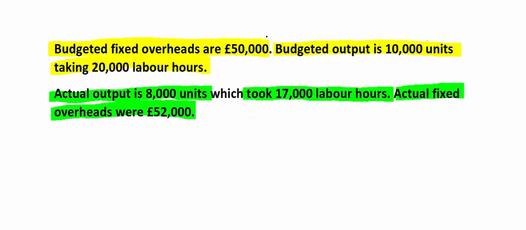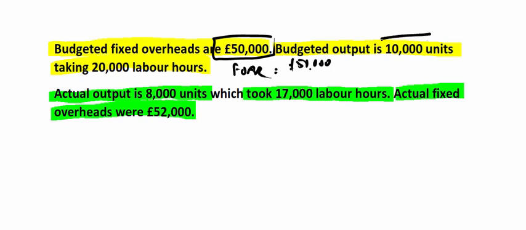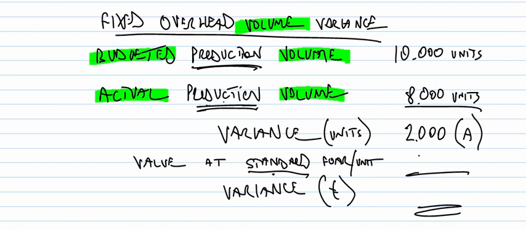So our standard fixed overhead absorption rate, just working out based on the budgeted figures, would be the £50,000 total expected costs, and per unit, divide by 10,000 units, would be £5 per unit. Basically, I'm just working out an OAR per unit there, which if I apply that £5 per unit to the 2,000 unit variance will convert to a £10,000 variance, and we already know that's an adverse variance.